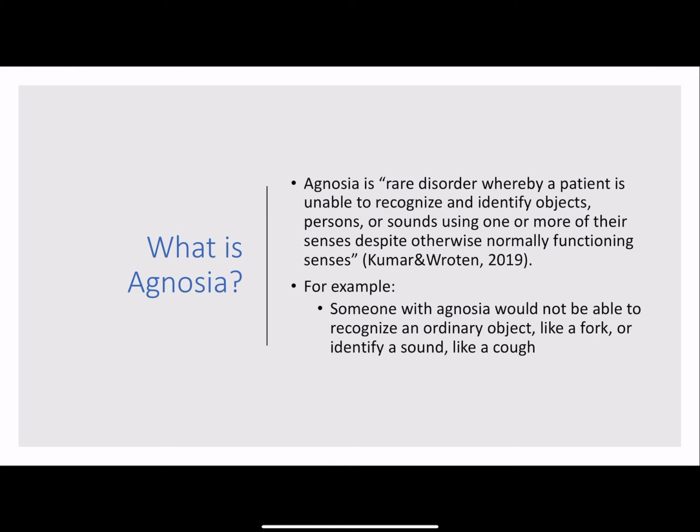So what is agnosia? Agnosia is a rare disorder whereby a patient is unable to recognize and identify objects, persons, or sounds using one or more of their senses despite otherwise normally functioning senses. So, for example, someone with agnosia would not be able to recognize an ordinary object like a fork or identify a sound like a cough.